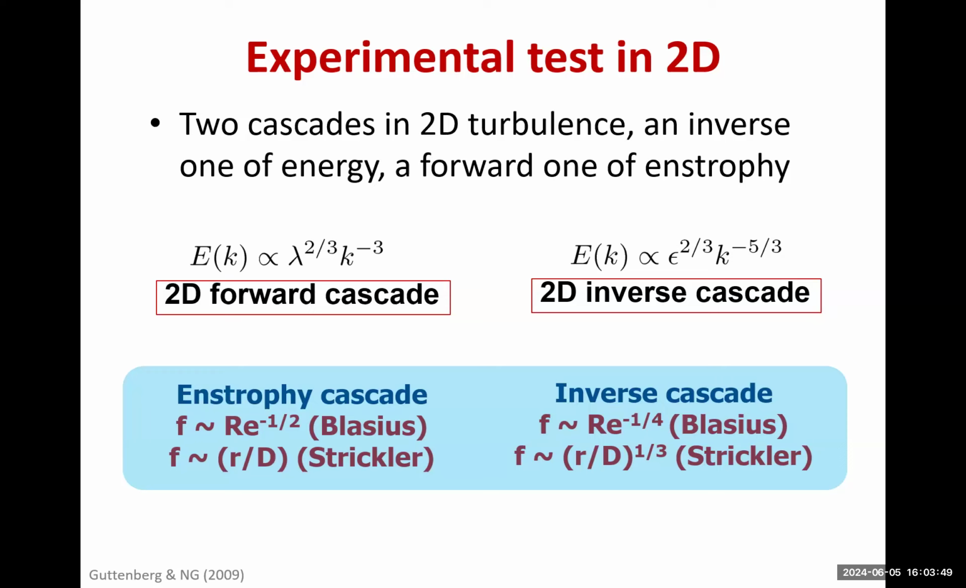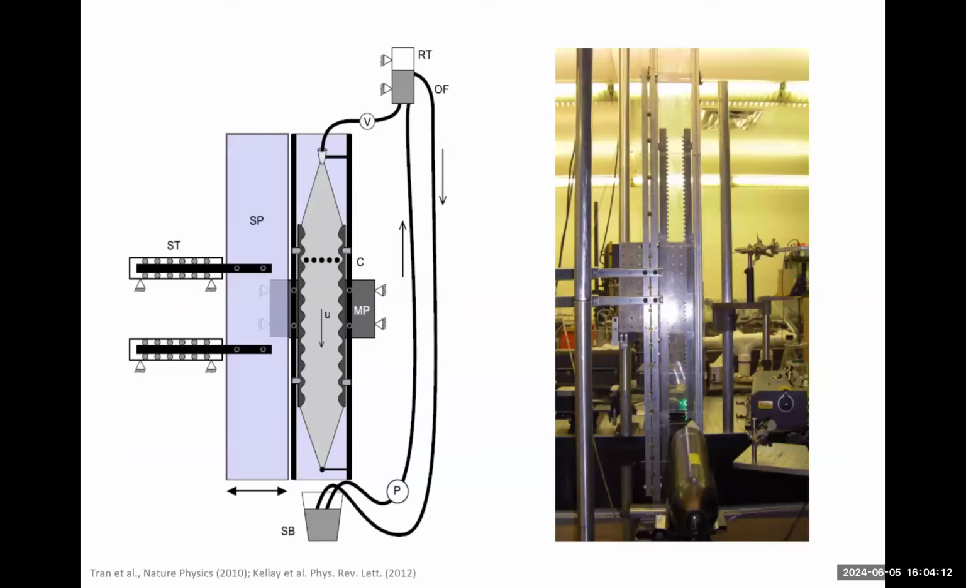So we've got a theory that says I can tell you what the friction that you're going to observe is at different Reynolds numbers if you tell me what the energy spectrum is. So now the question is, can I make 2-dimensional turbulence in the lab? Can we test this prediction? So we made a 2-dimensional pipe.